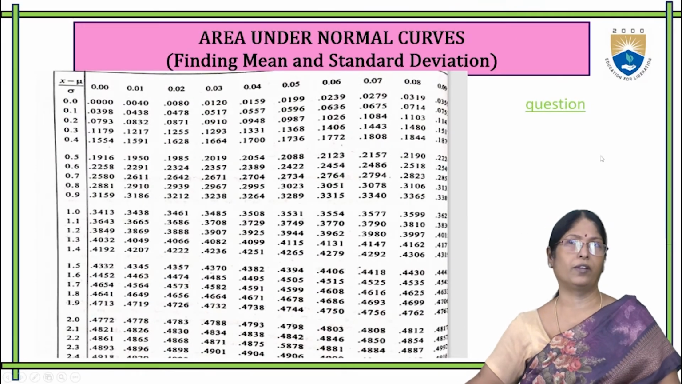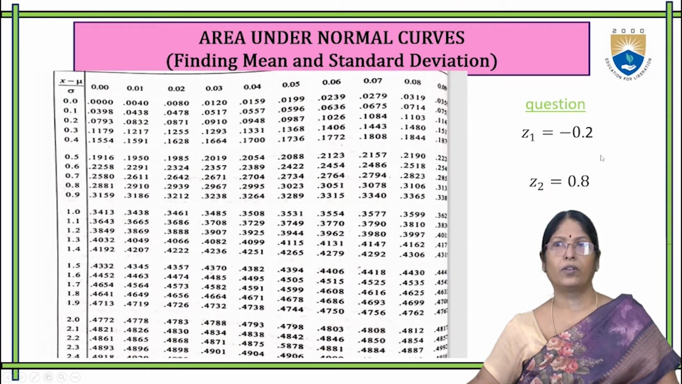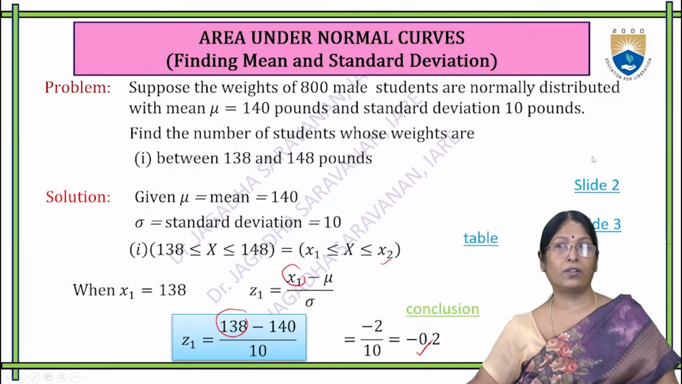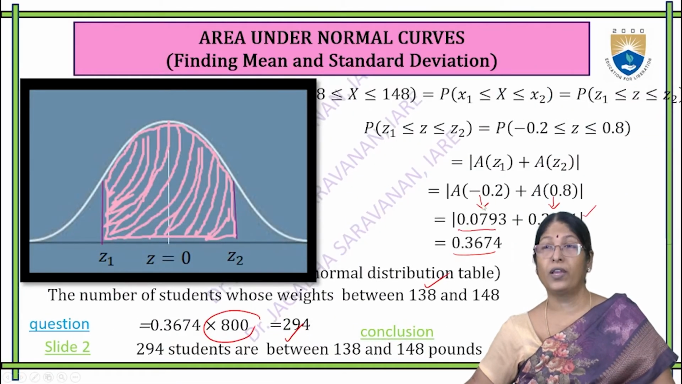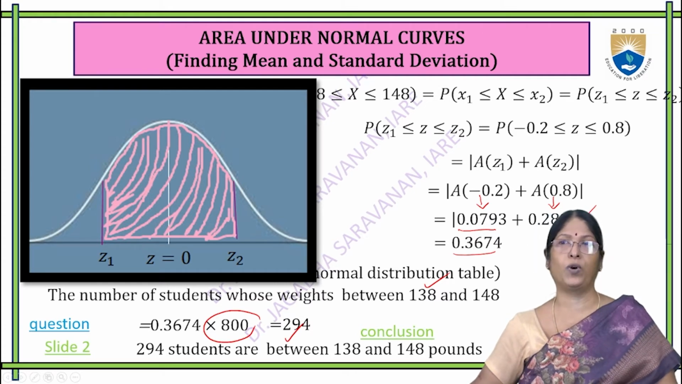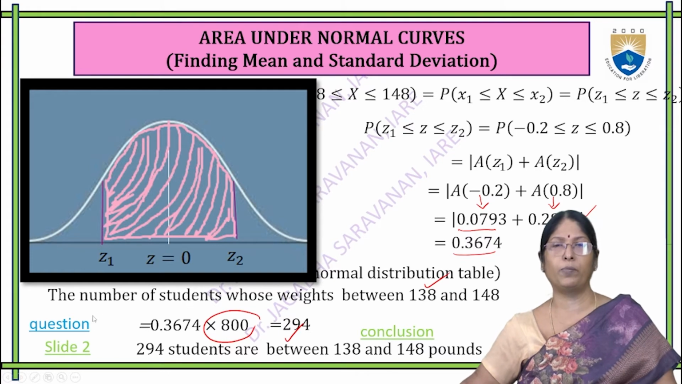One more thing: because minus 0.2 is there, the value we just substituted, how did we obtain the value? That part we missed. We didn't miss it, we are going to explain it now. You can see this part. The area of minus 0.2 is replaced by 0.0793, and the area of 0.8 is replaced by 0.2881. How did we obtain them? We can see the table now.